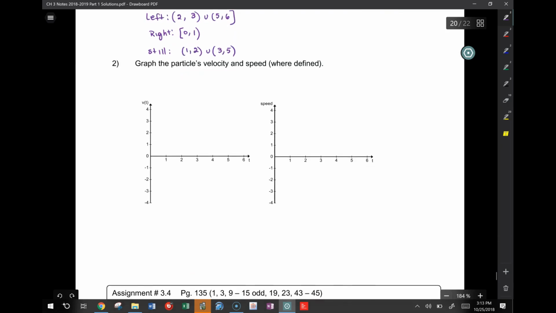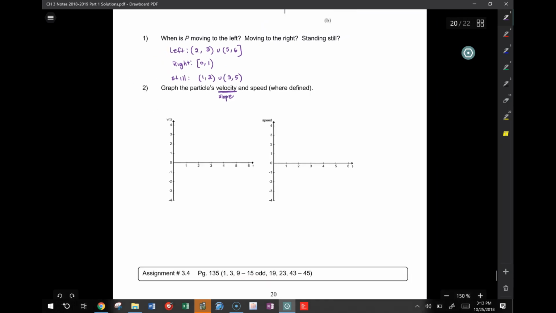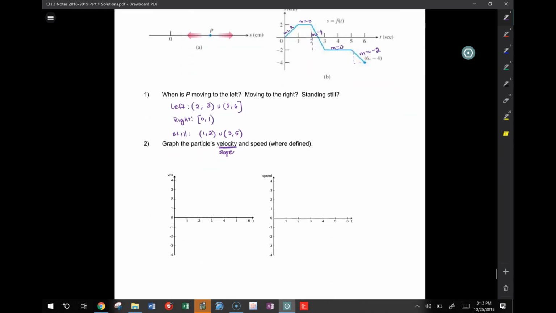Okay, so let's graph the velocity. Remember, the velocity was the slope. So from 0 to 1, it's 2. We've done this before. From 1 to 2 is 0. From 2 to 3, what was it? Negative 4. And then from 3 to 5 was 0. And then 5 to 6 was negative 2.